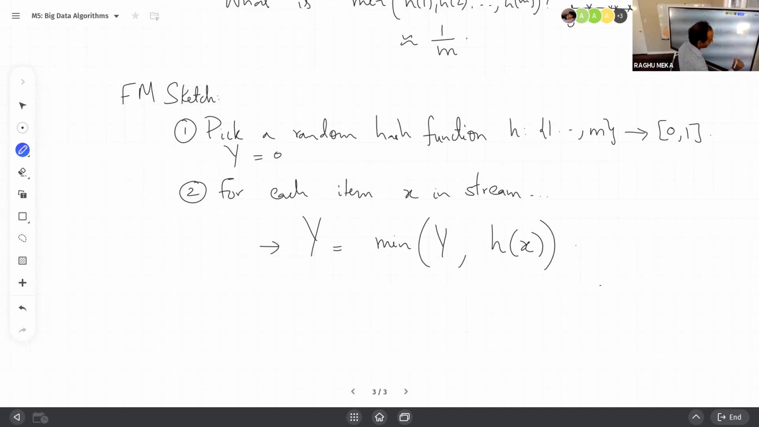So basically, it's saying, if I only see one item, if my entire stream is made up of only one item, then what this entire process is doing is picking one random point. If there are 10 items, then I'm picking 10 random points, right? And so on. Does it make sense? So that's the intuition. We'll see the analysis pretty soon, but that's the rough idea. Okay?